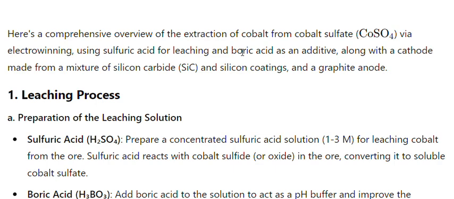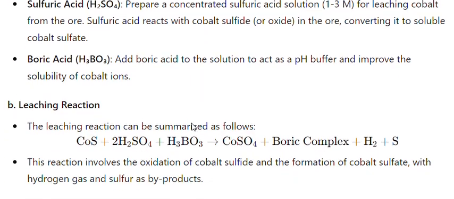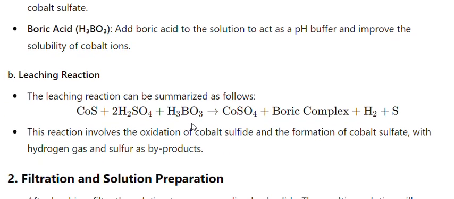1. Leaching process. A. Preparation of the leaching solution. Sulfuric acid, H2SO4. Prepare a concentrated sulfuric acid solution, 1 to 3 M, for leaching cobalt from the ore. Sulfuric acid reacts with cobalt sulfide or oxide in the ore, converting it to soluble cobalt sulfate. Boric acid, H3BO3. Add boric acid to the solution to act as a pH buffer and improve the solubility of cobalt ions.